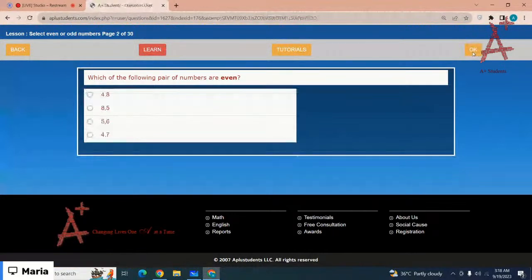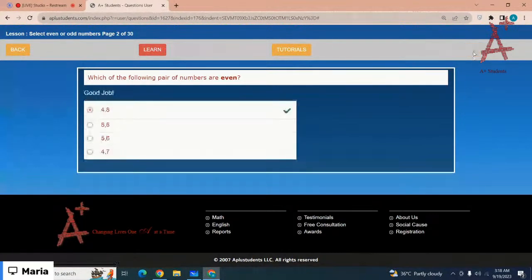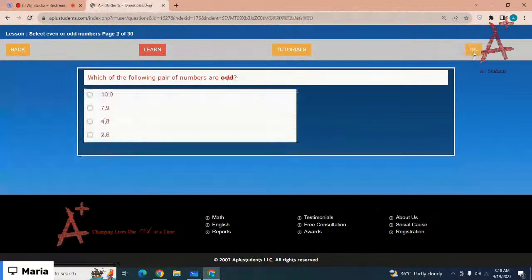Which of the following pair of numbers are even? Which two numbers are even? Which is the correct option? The correct option is, yes, 4 and 8, option number 1. Next, which of the following pair of numbers are odd? Which is the correct option? Which pair is odd? Very good. That would be 7 and 9. The second one is the pair of odd numbers.